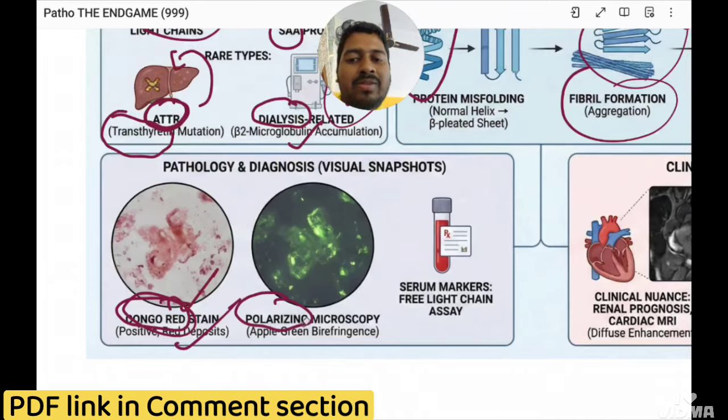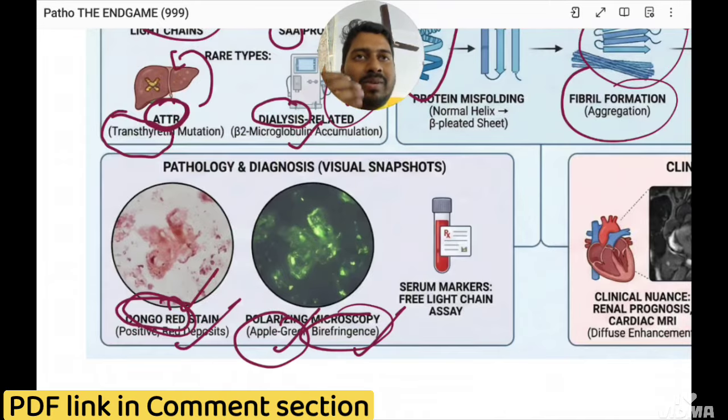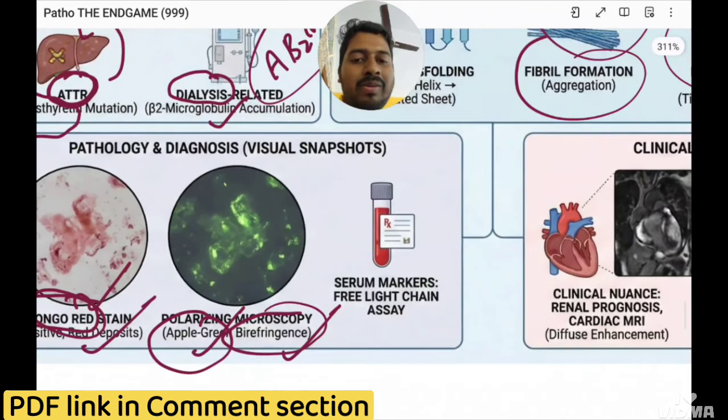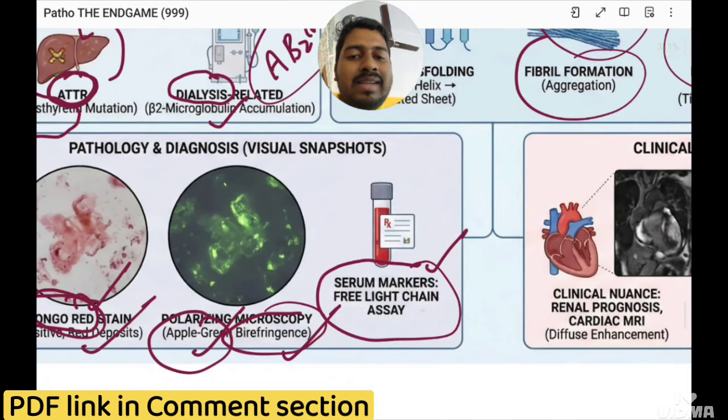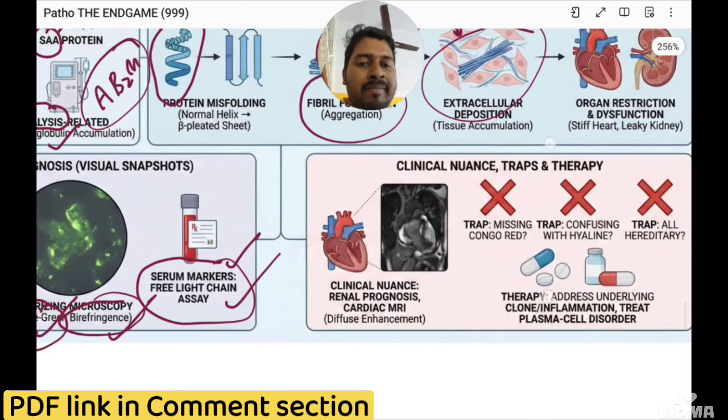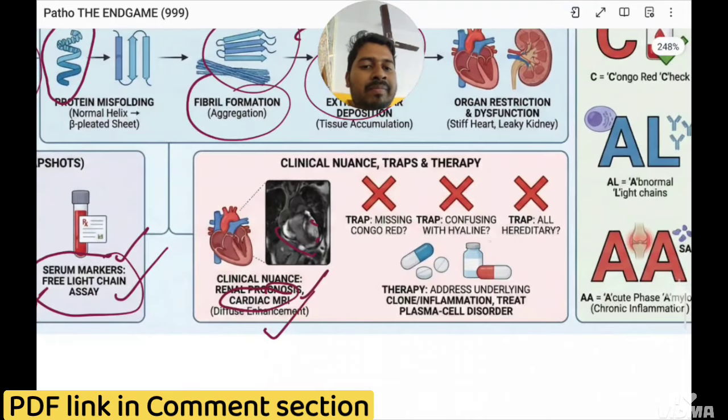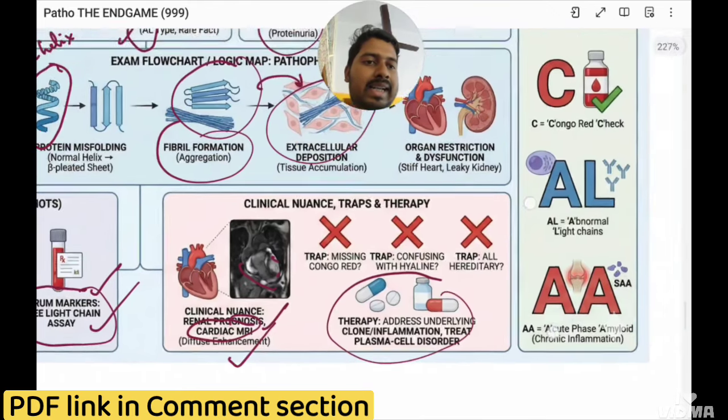And on polarizing microscopy, you'll find apple green birefringence. Birefringence means, as I have told earlier, when you pass polarized light, it will refract the light in two different directions. To monitor therapy and for diagnosis, you can use a serum marker, that is the serum light chain assay. Cardiac involvement, that is restrictive cardiomyopathy, you can diagnose using cardiac MRI. There will be diffuse enhancement of the myocardium. Therapy is basically addressing the underlying issue.